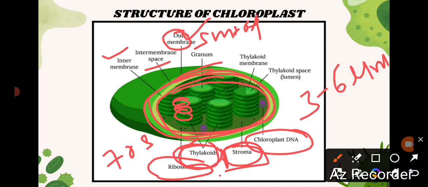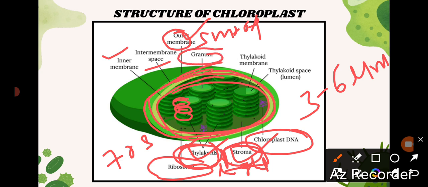So this is the light reaction. We'll discuss in future classes these things, the light and dark reactions. The light reaction mainly occurs in the thylakoids and the dark reaction mainly occurs in the stroma. Next we'll move on to the grana or the granum.